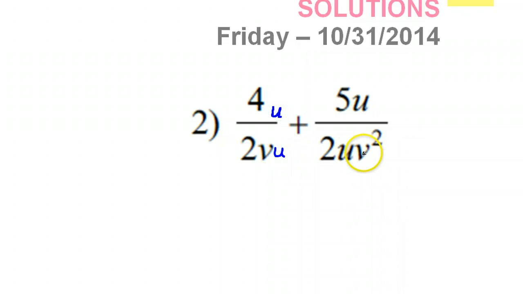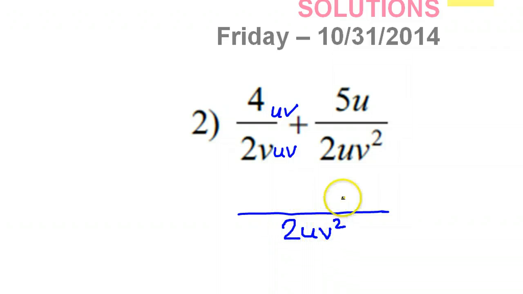Now the right side has v squared. Okay, this side only has a v. So to make this a v squared, I need to multiply by another v. Okay, so I'm going to multiply by another v, and I've got to do that in the top and the bottom. So now, looking at these two, that's really v squared, just like that. So we do have like denominators at this point. Alright, my like denominators are 2uv squared. So I can combine these into one and do my 2uv squared common denominator.